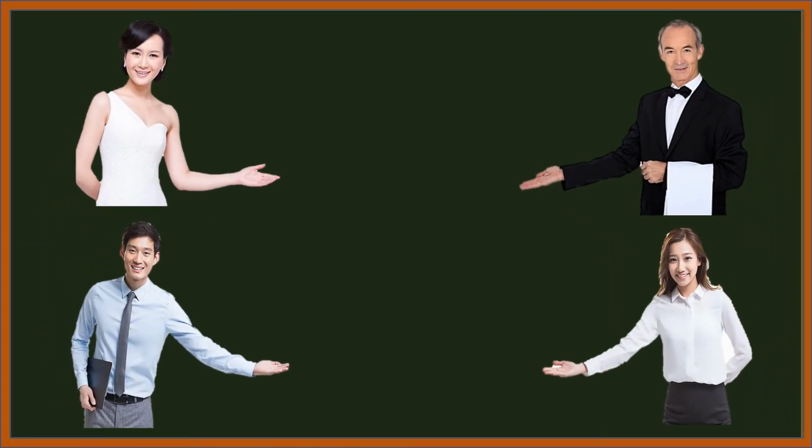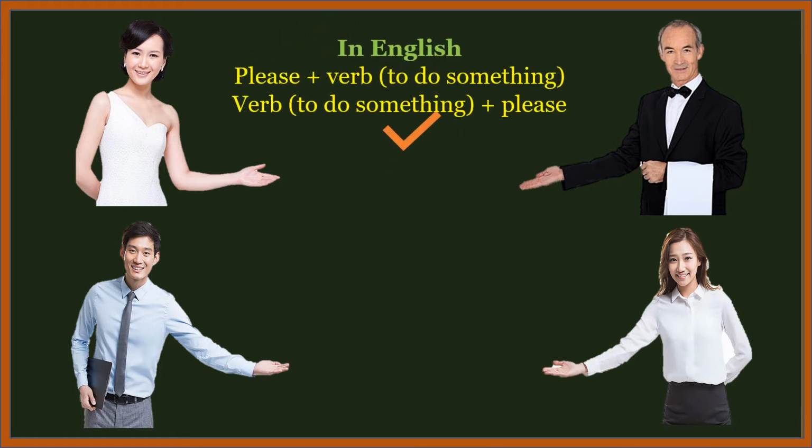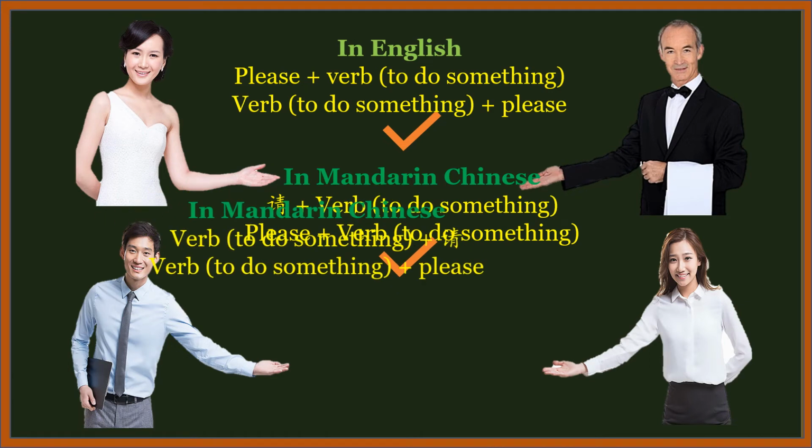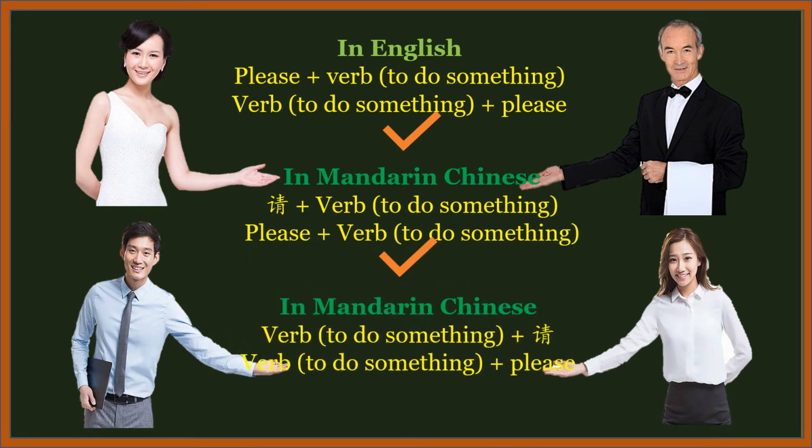One thing that I need to point out is that in English, the word please can be used before a verb or after a verb to express a request. For example, please come in or come in please are both correct expressions. But in Mandarin Chinese, 请 should only be used before a verb to express a request. For example, 请进 please come in or 请帮我 please help me. If you place the character 请 after a verb, it will cause confusions in expression. So grammatically, putting 请 after a verb is a typical wrong expression in Mandarin Chinese.